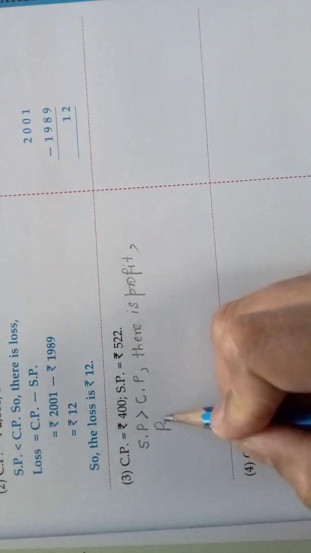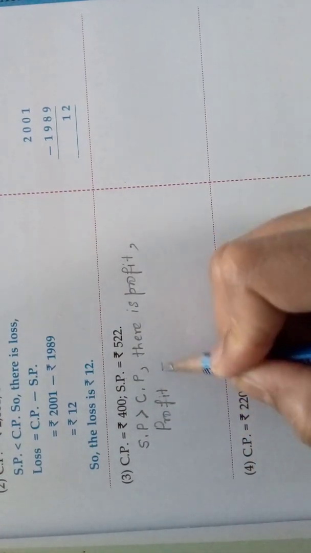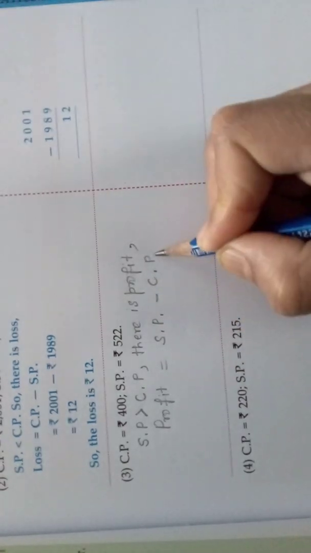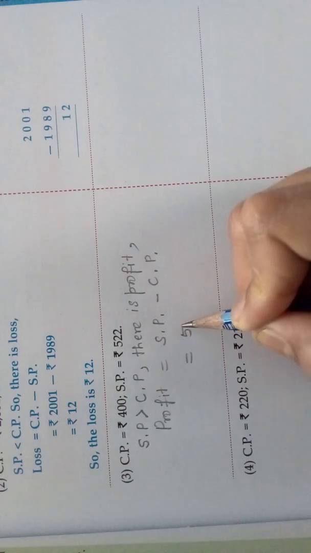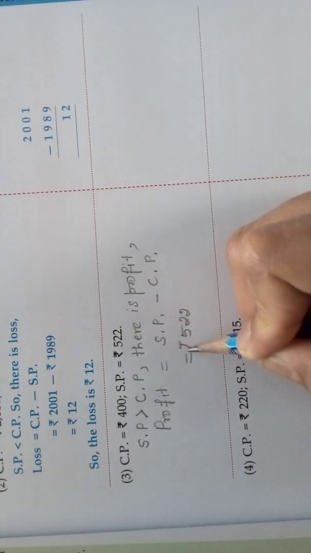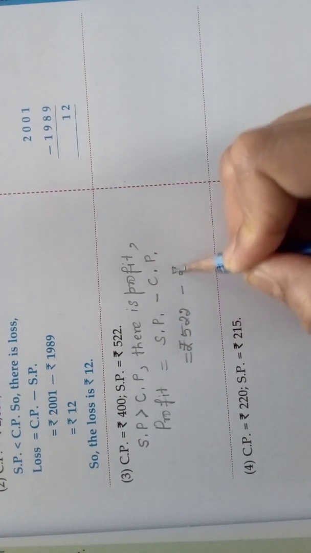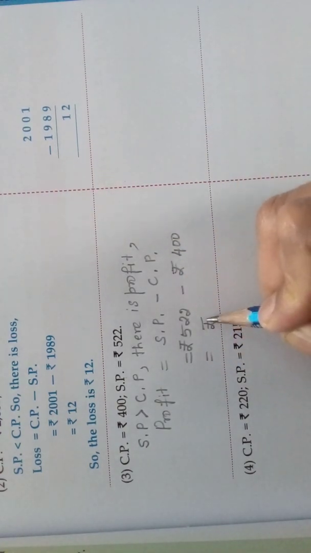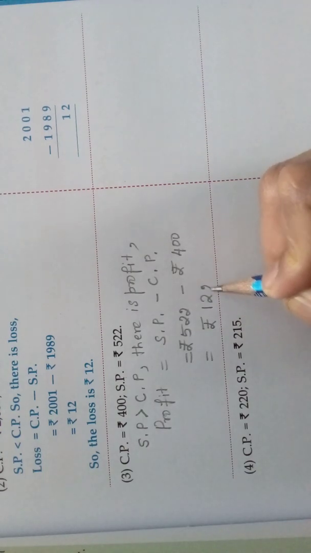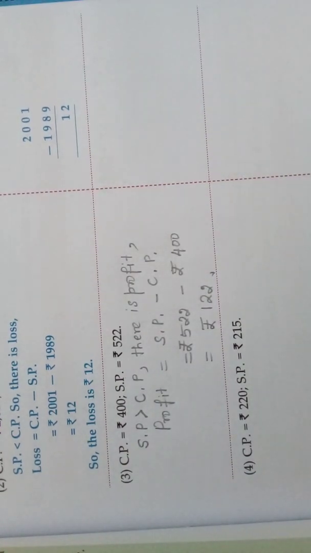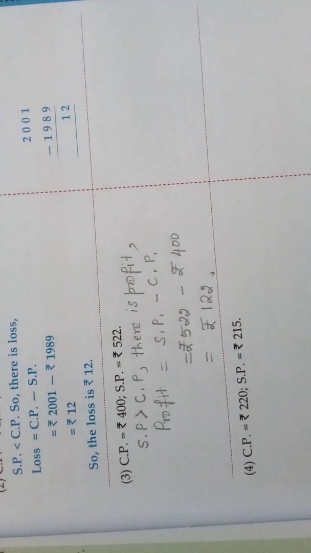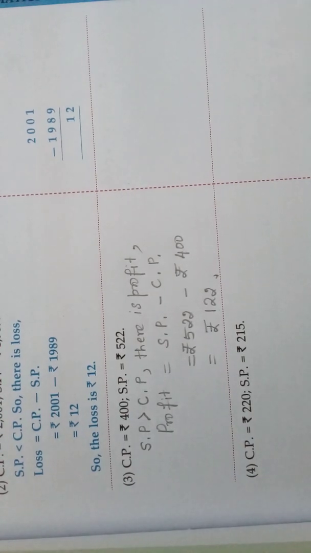Now we are going to find the profit. Profit is equal to selling price minus cost price. That is nothing but 522 rupees minus 400 rupees. That is nothing but how much profit? 122 is the profit. How nice, no, children? See, 522 minus 400. How much? 122. Understood? Clear, no, children? Come, we will go to the next sum.